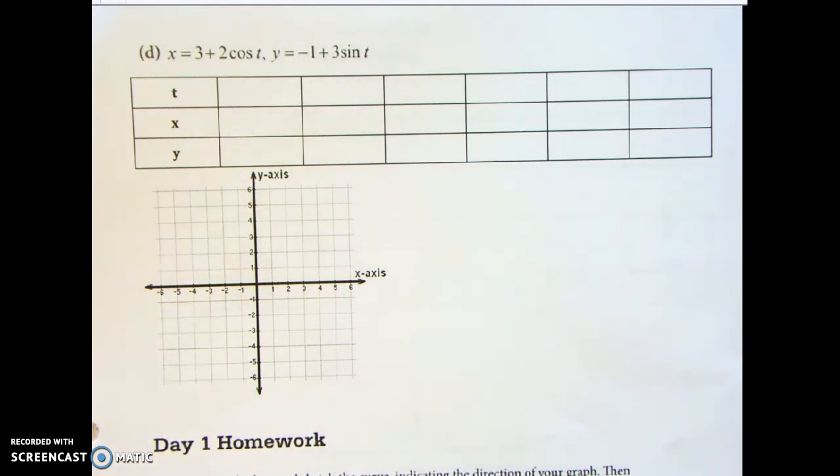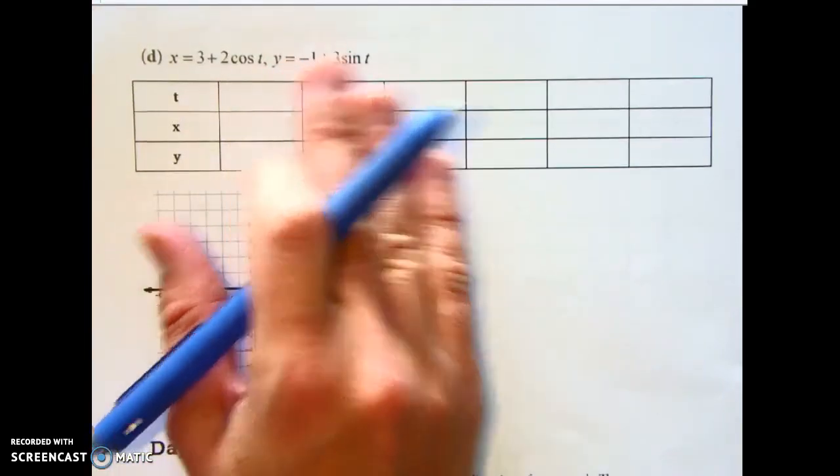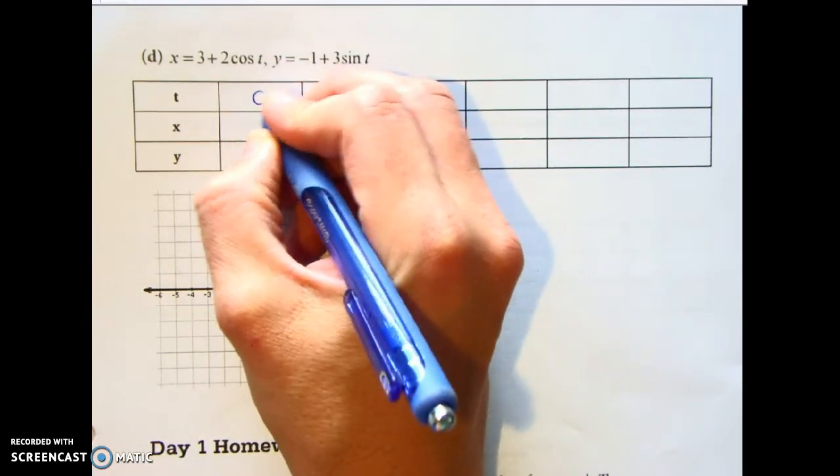Are we ready for part D? Here we go. What t values should we? Oh, we have trig. Okay, so we want nice, pretty numbers that go well in trig. So let's do 0.